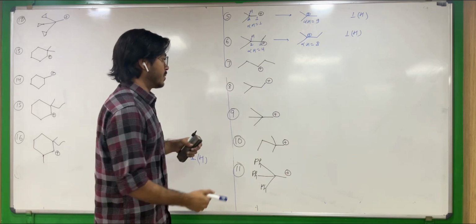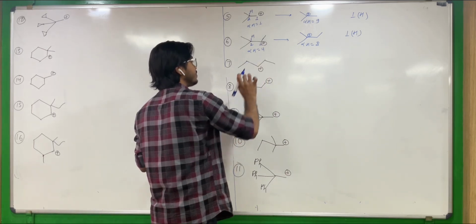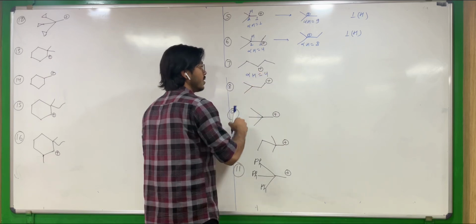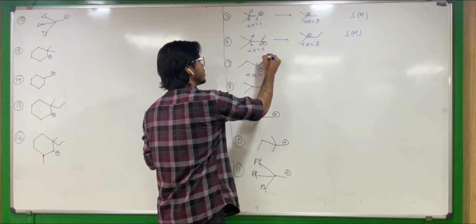Now see question number 7. If we see question number 7, the number of alpha hydrogens in this case is 4 here. Now if this is carbon number 1 and this is carbon number 2.